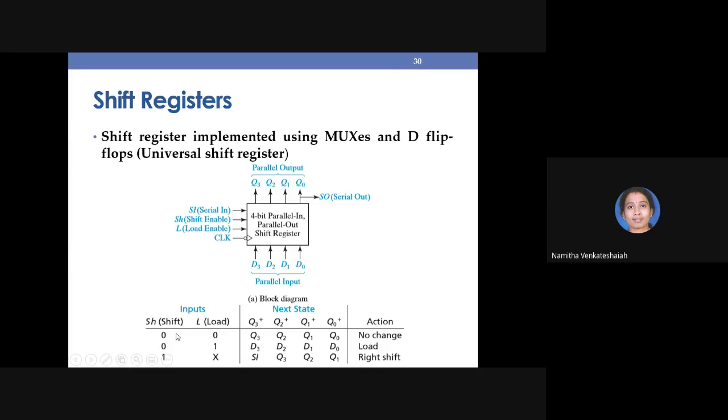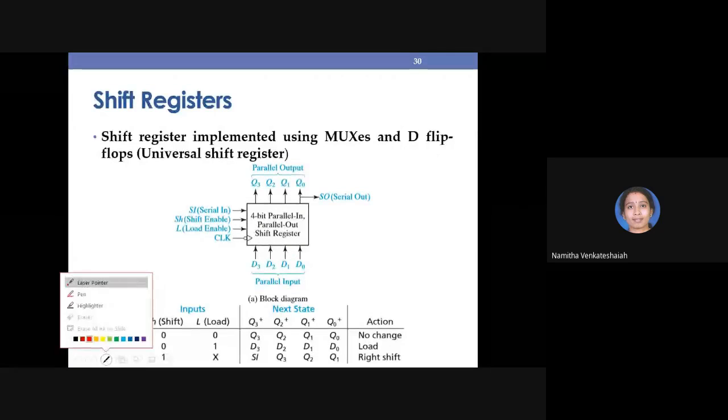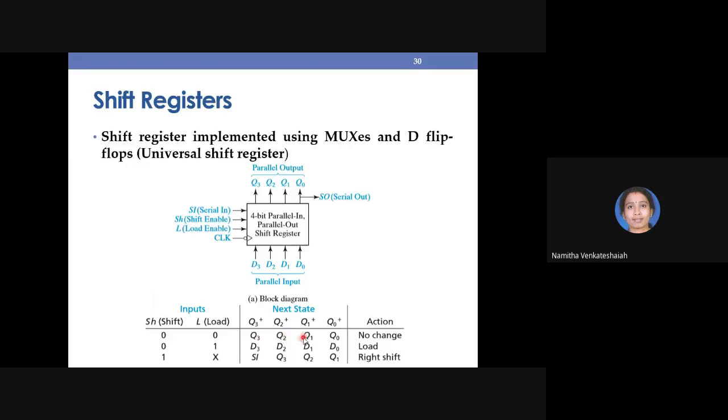And look here, whenever shift is 0 and load is 0, these two inputs are 0, what will happen? Nothing will happen. Whatever the present state, that will be the next state. So Q3 plus, Q2 plus, Q1 plus and Q0 plus will be the same as Q3, Q2, Q1, Q0. So what is the action that happened? No change.